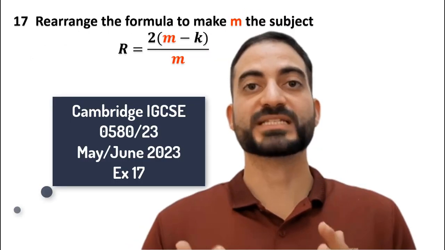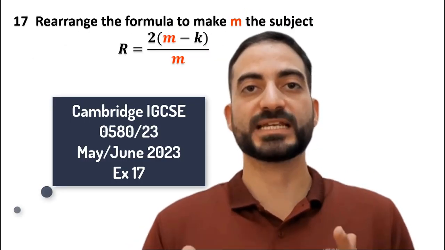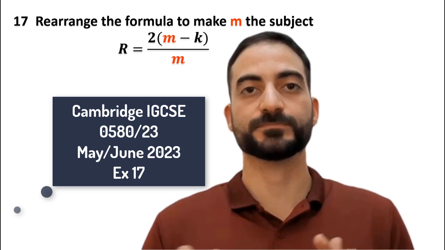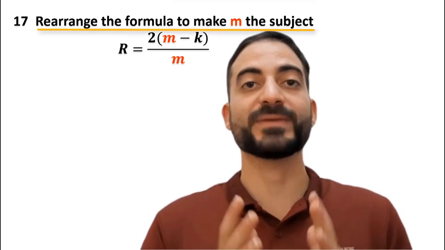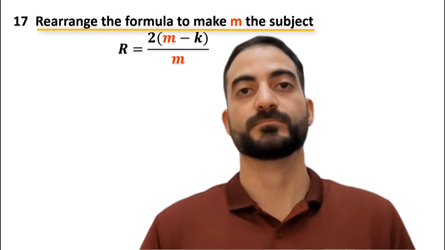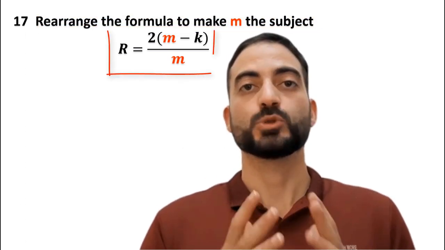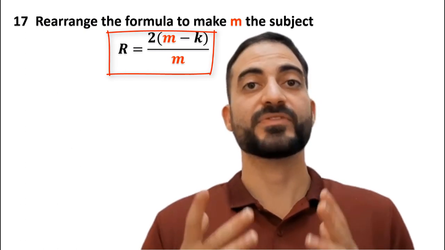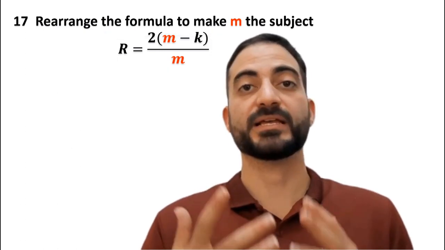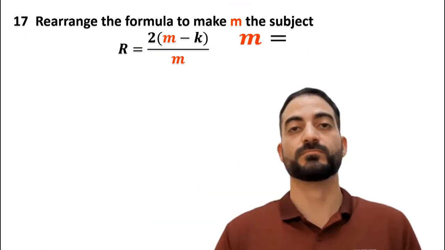We will solve question 17 for the Cambridge IGCSE 2023 competition. In this question, we are asked to rearrange the formula to make m the subject. R equals (m minus k) over m. This means that we are required to get the answer for m in this form.